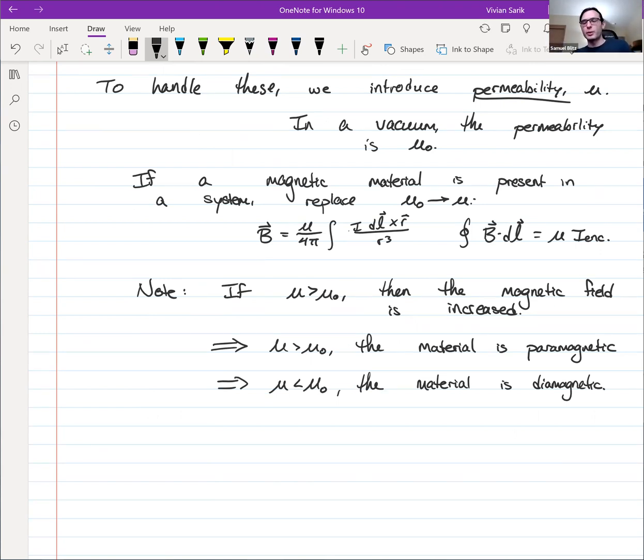Just like we did for electricity, we introduced this notion of the dielectric constant kappa. We can do a similar thing here, introduce a notion of magnetic susceptibility, which is just another way of characterizing the magnetic permeability. It's basically a measure of how different your permeability is from the vacuum permeability.